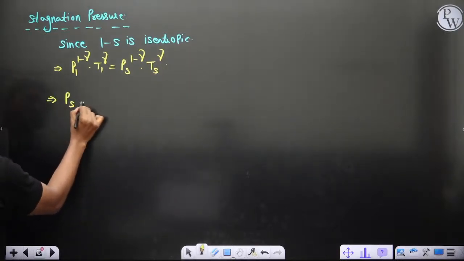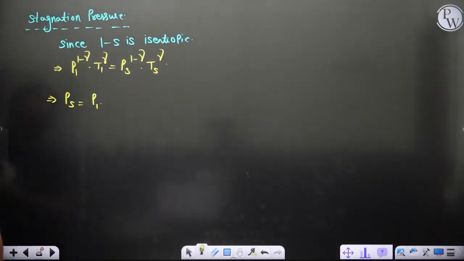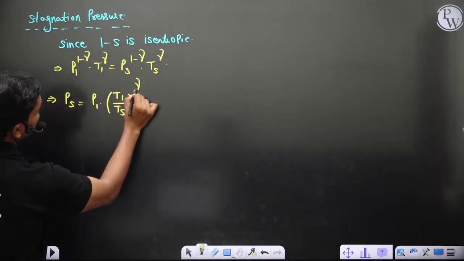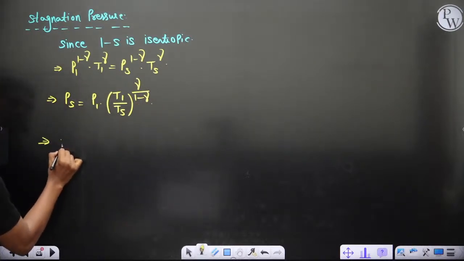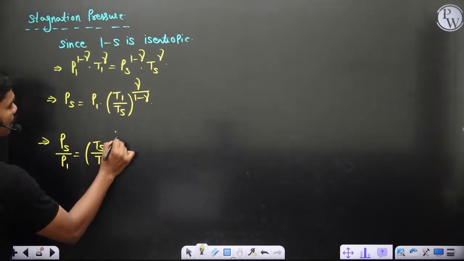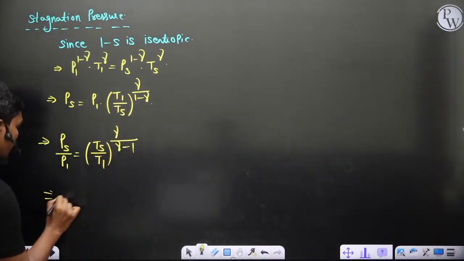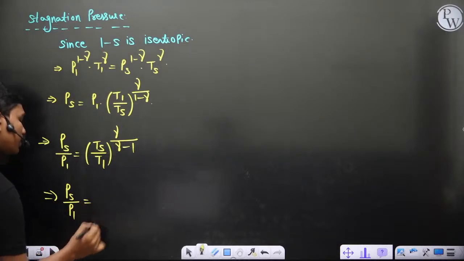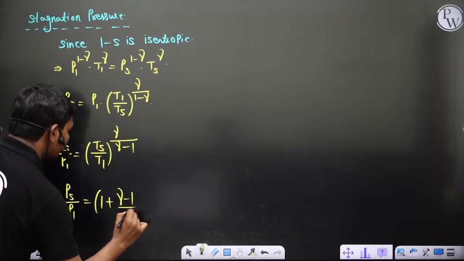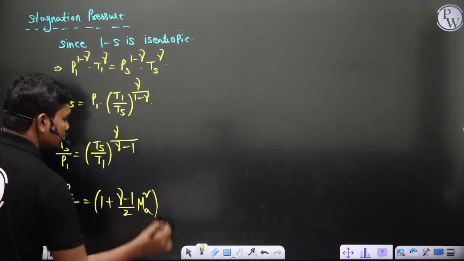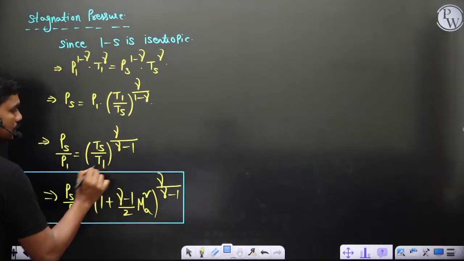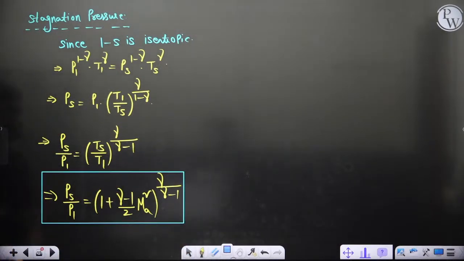So PS is equal to P1 times (T1 by TS) whole power gamma upon 1 minus gamma. So this tells you PS by P1 is equal to (TS by T1) whole power gamma by gamma minus 1. So PS by P1 is equal to, what is TS by T1? This is the equation, (1 plus (gamma minus 1) by 2 Mach squared) power gamma upon gamma minus 1. Okay, so this is the expression for stagnation pressure divided by the static pressure.